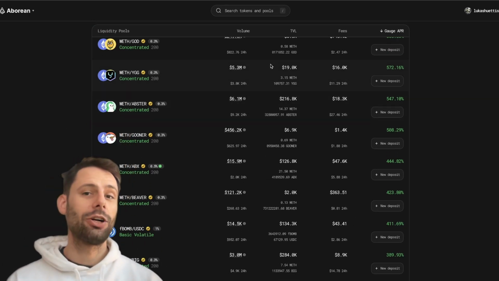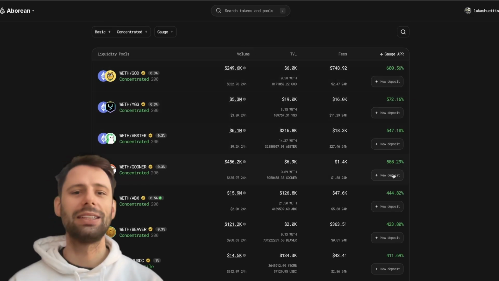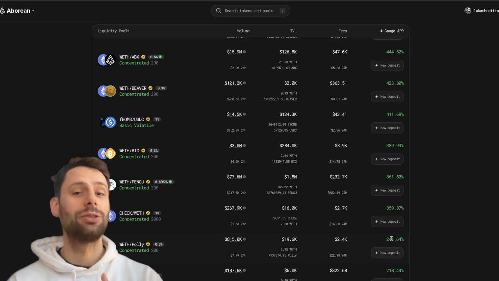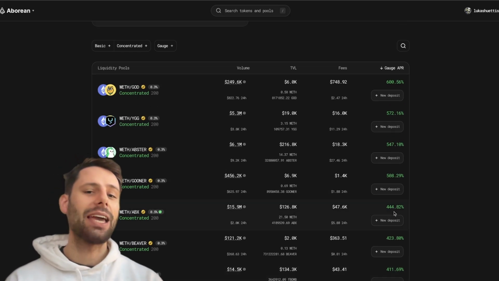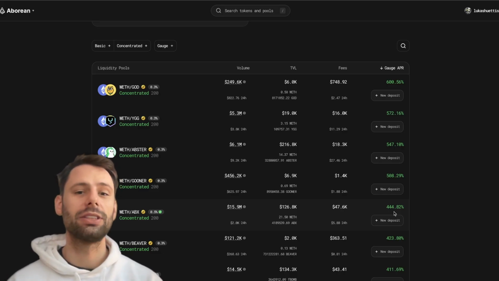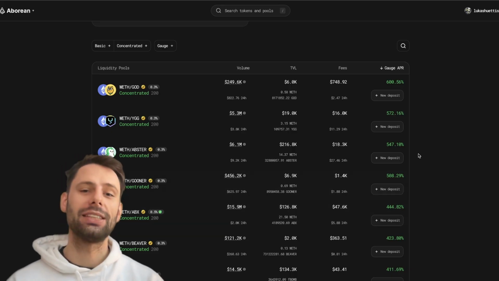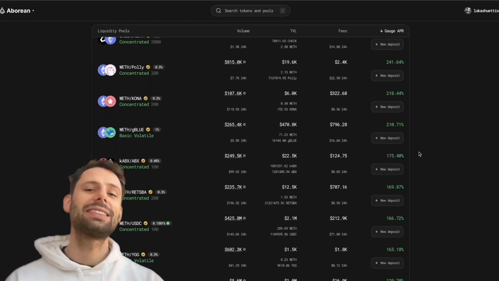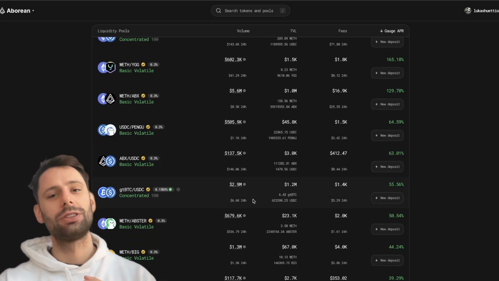Aborean is still in an early incentive phase. Emissions are higher now and reduce over time. This is standard DeFi bootstrapping behavior, but there are real risks that we need to talk about. Impermanent loss, ABX price volatility, APR decline, smart contract risk. None of this is risk-free. The correct approach is to start small, understand the mechanics, and then scale from there. And always invest only what you're willing to lose.